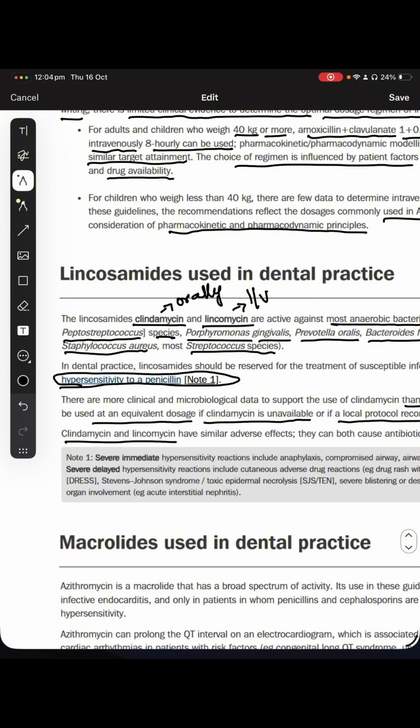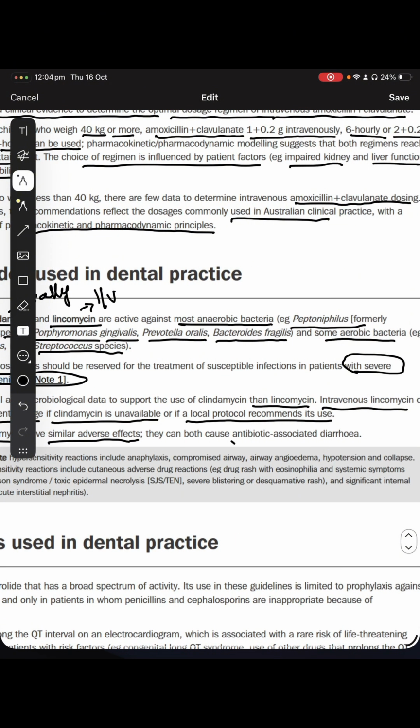Clindamycin and lincomycin have similar adverse effects. They can both cause antibiotic-associated diarrhea.